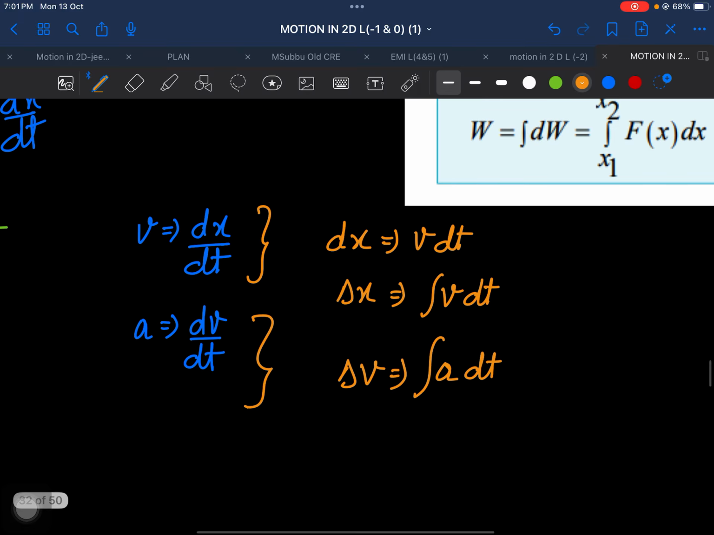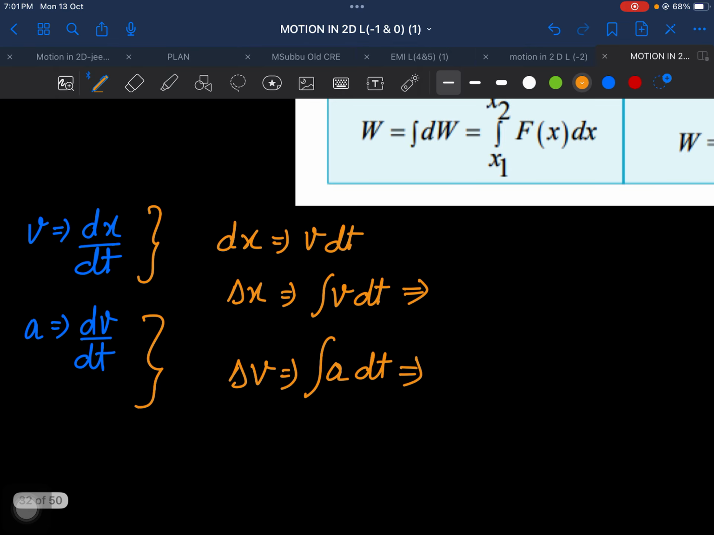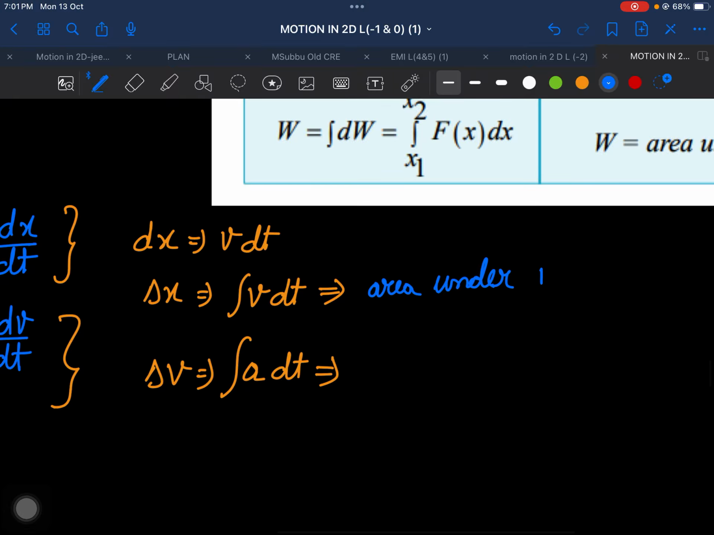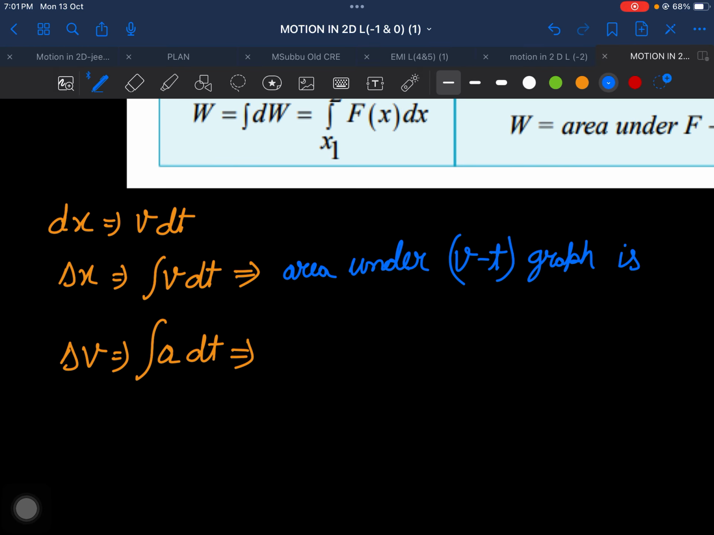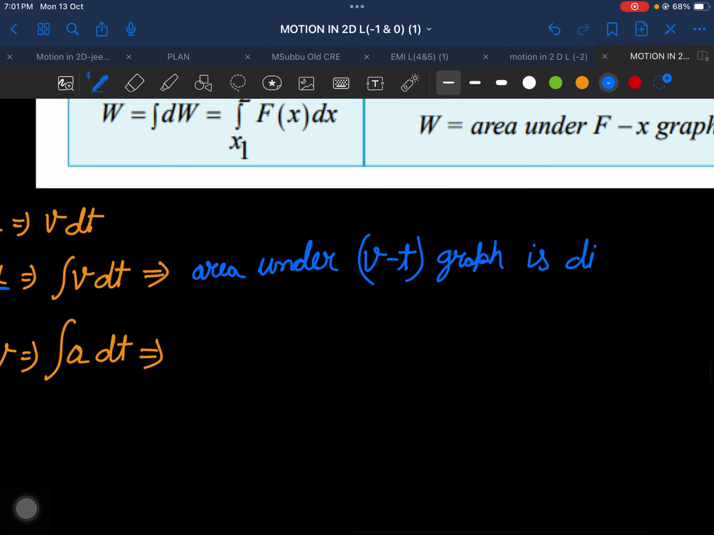So what does it mean? This integration is showing you what? This means the area under the vt graph. And this means the area under the at graph. So it simply means that the area under the vt graph is nothing but the change in position, meaning displacement. It is displacement.